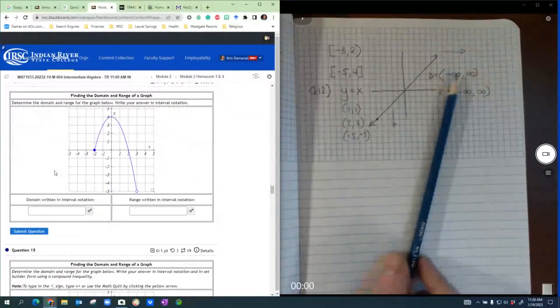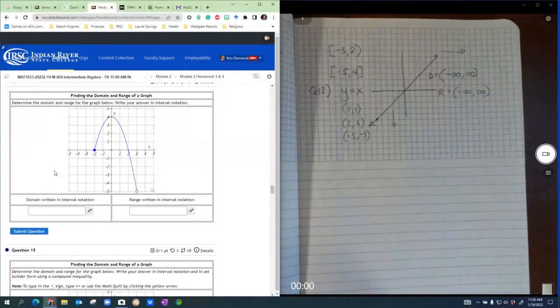All right, now determine the domain and range. This is just practice, practice, practice. It's getting different types of problems, but a lot of them are very similar to each other.